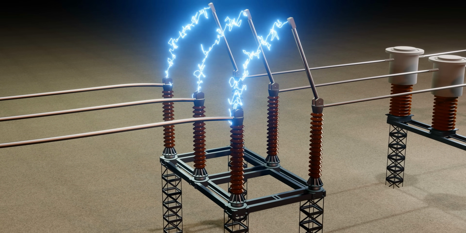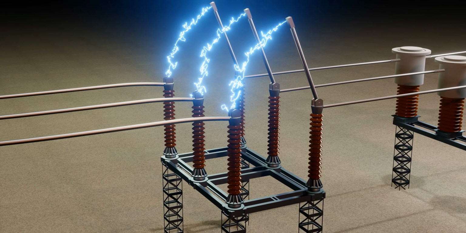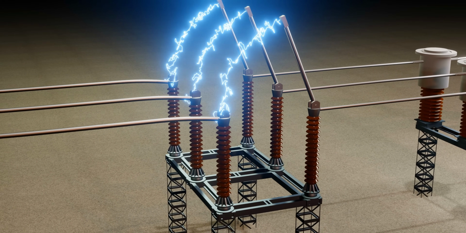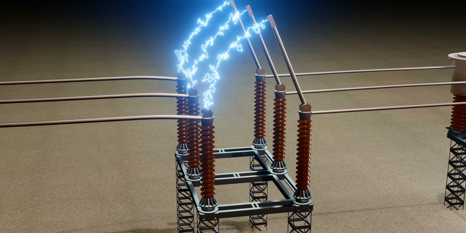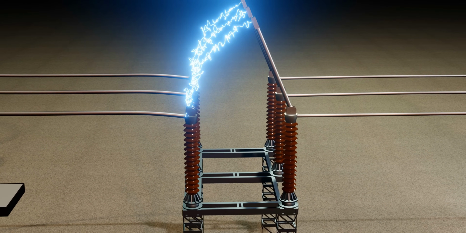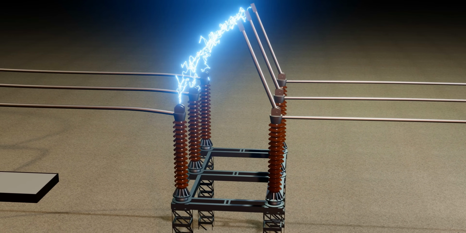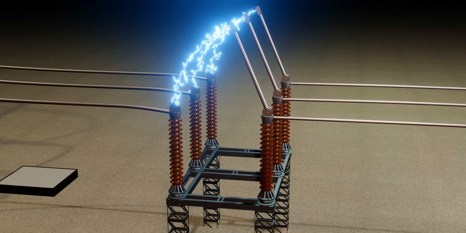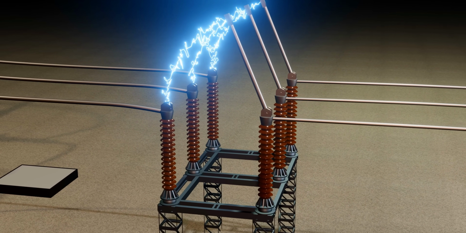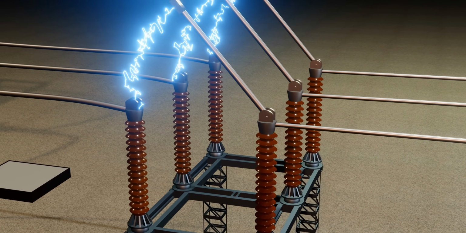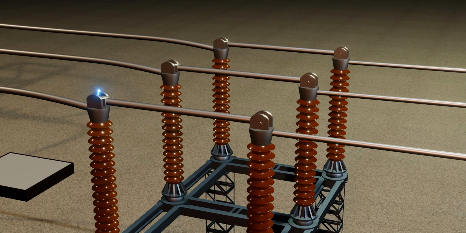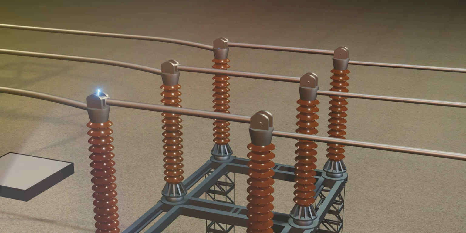If an isolator is open while the line is live, high voltage creates a strong arc between its contacts. Even after they separate, the current jumps across the air gap as a dangerous spark. This intense arcing can overheat and damage the contacts, making the isolator unsafe and unreliable. That's why an isolator should never be used to break a live circuit. So how do we disconnect it safely?